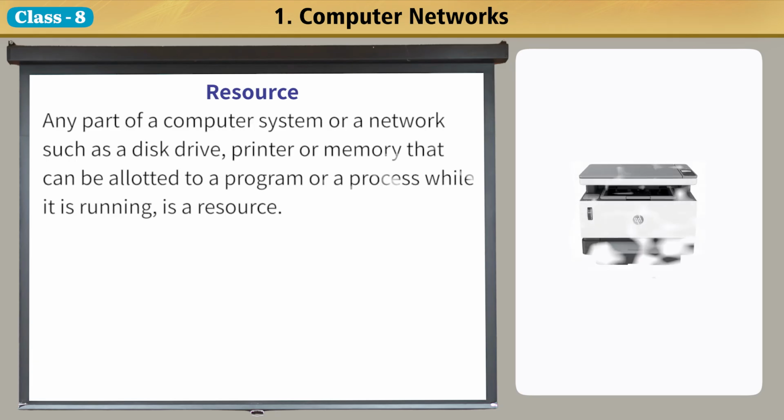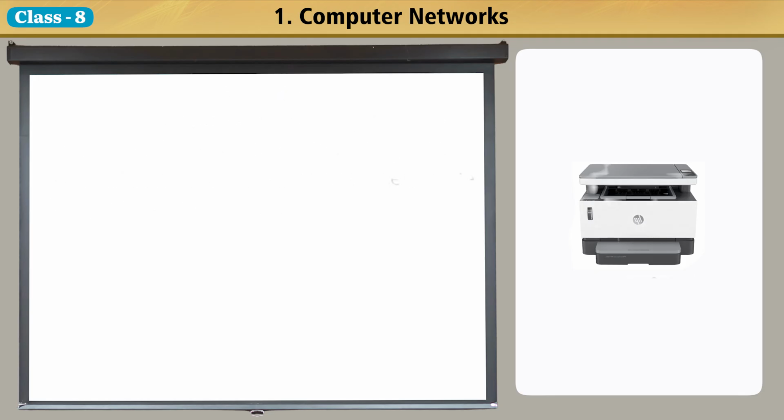Resource. Any part of a computer system or a network, such as a disk drive, printer or memory, that can be allotted to a program or a process while it is running is a resource.